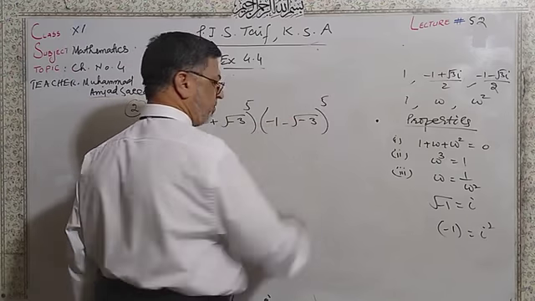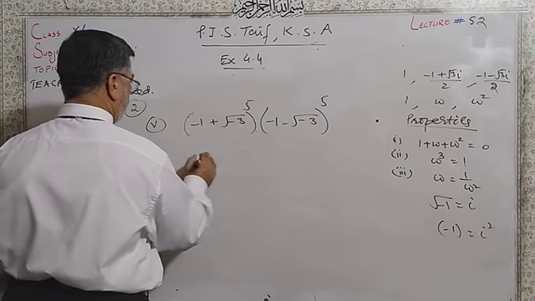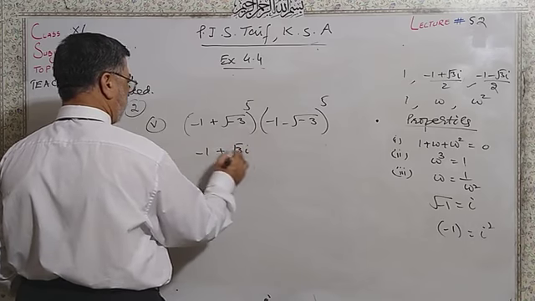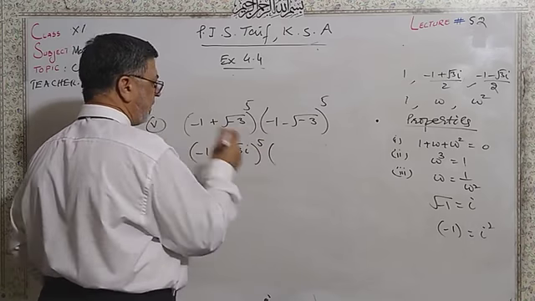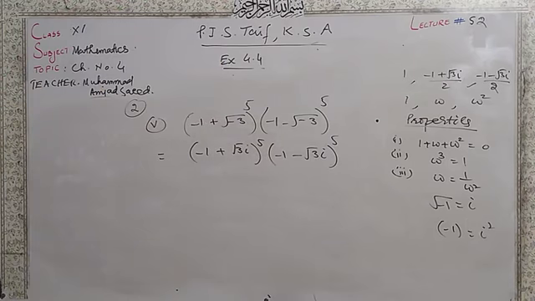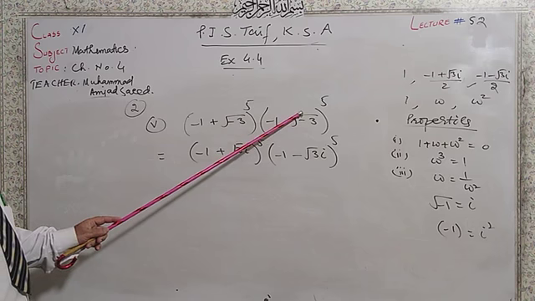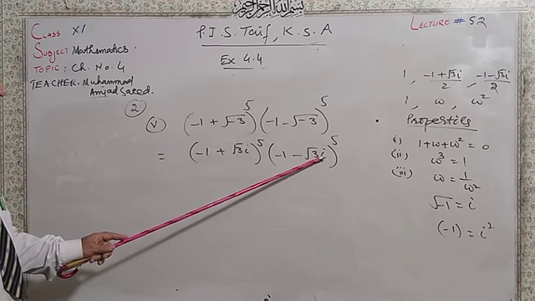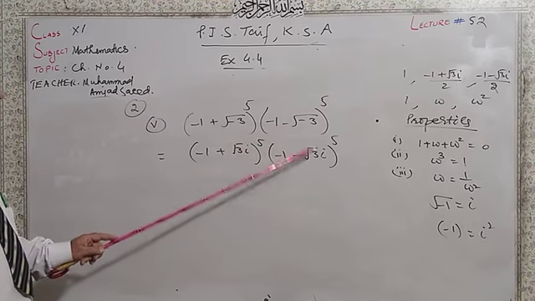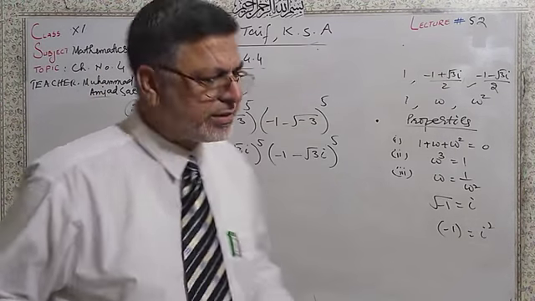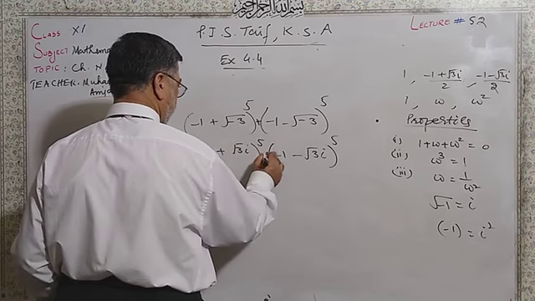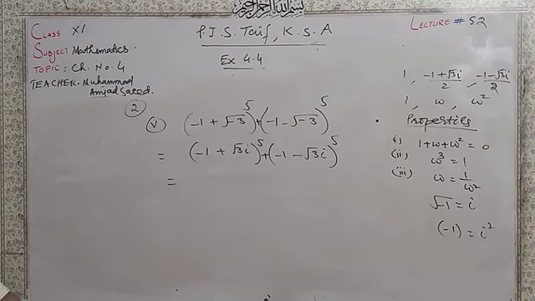Okay, dear students, look at that. Minus 1 plus 3 under root iota power 5, here is minus 1 minus 3 under root iota power 5. Remember that minus 3 under root is actually 3 under root iota, because minus 1 under root is equal to iota. We have seen that. And remember that there is a positive sign inside. Okay, dear students, what is missing here? Something is missing.